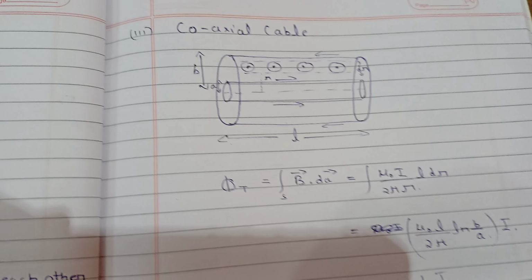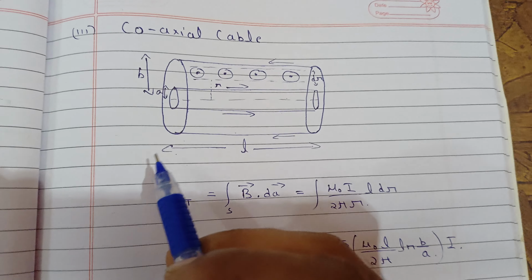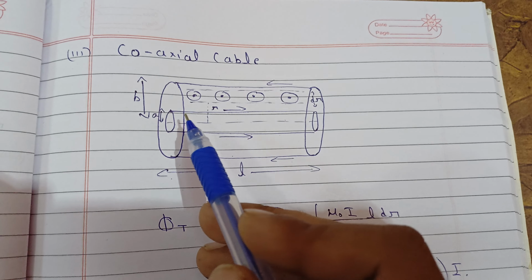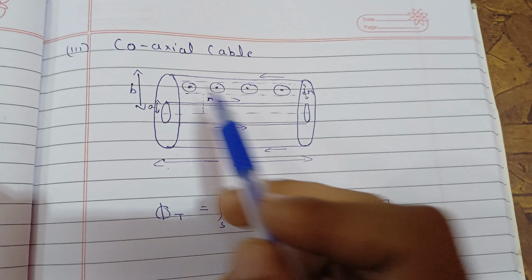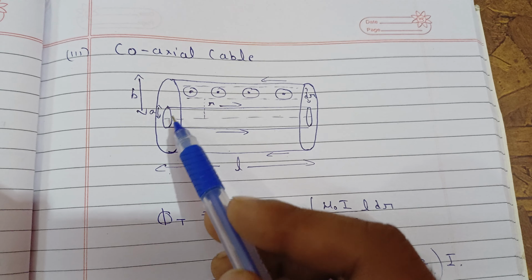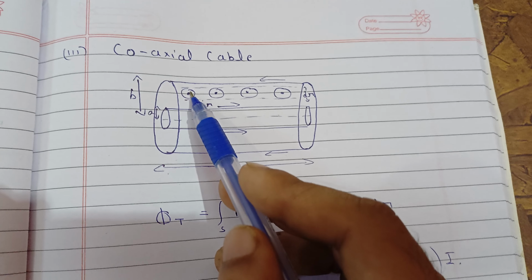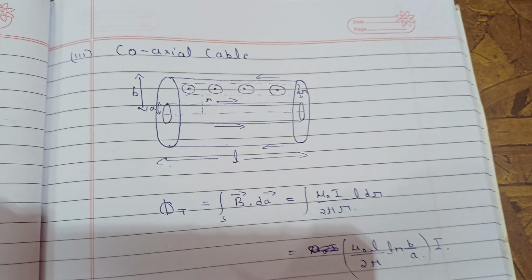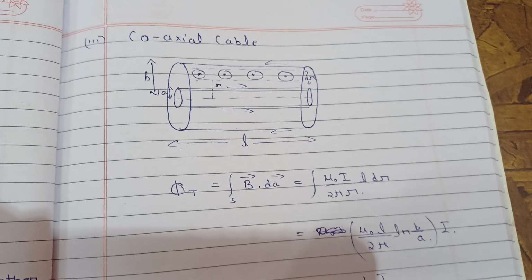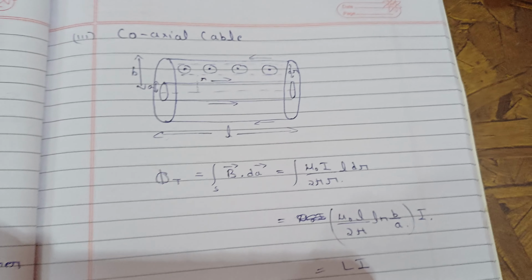Now there is one more example, that is coaxial cables. So there are two cables and current is flowing on the surface like this, and here it is passing through this, and the magnetic field inside the coaxial cable will be coming outward and going inward here. So it is like this. We need to find the total magnetic flux and the self inductance in this case also.